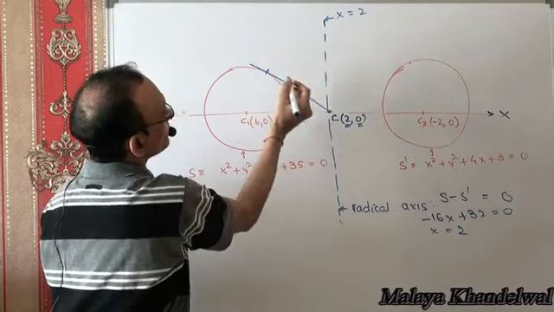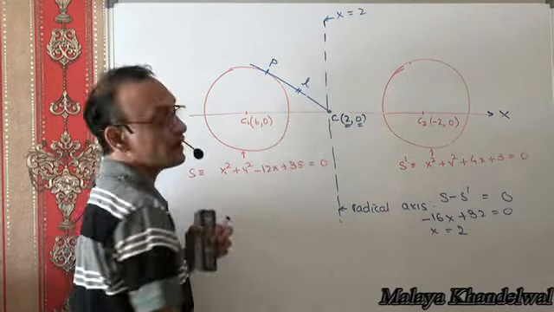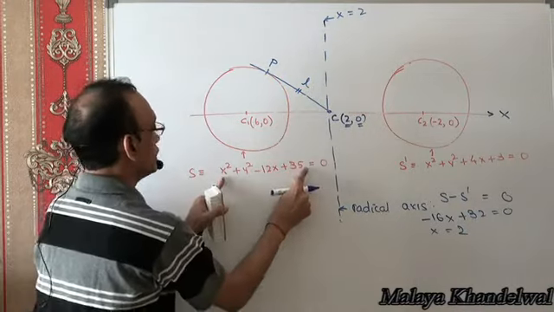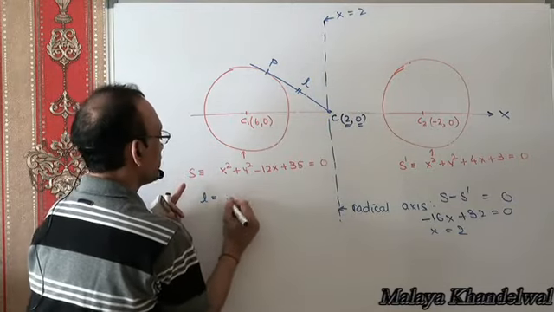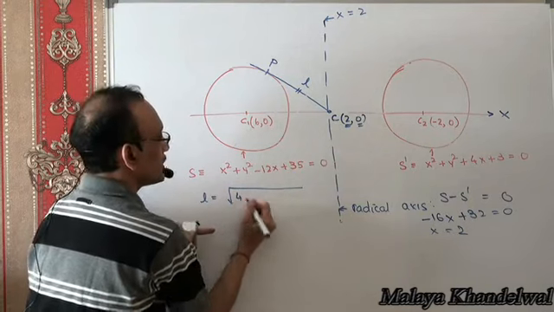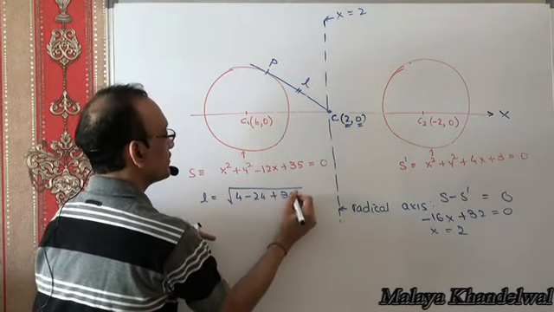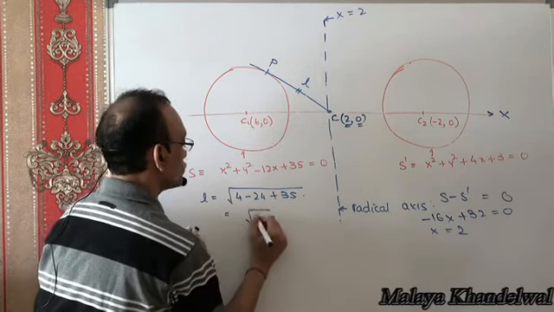This length, say CP, is the length L of the tangent. Now, how do I find the length of the tangent from (2, 0) to this circle? That will be given by root S1. L will be given by root S1. Put x equal to 2 and y equal to 0: 2 squared minus 24 plus 35, that is 39 minus 24, so L equals root 15.